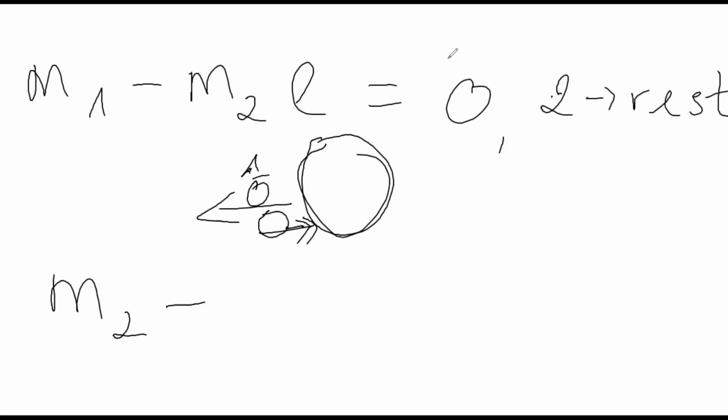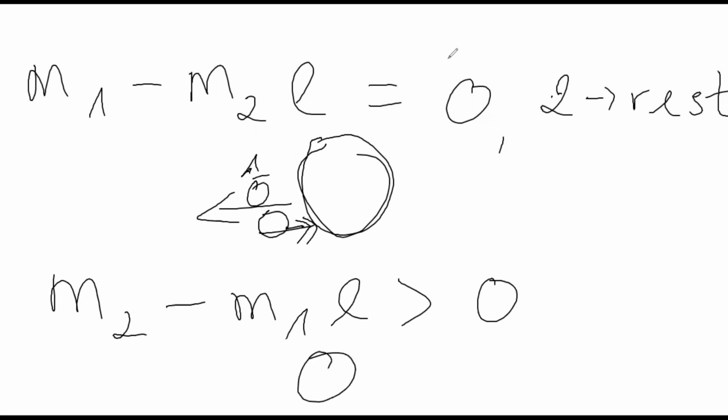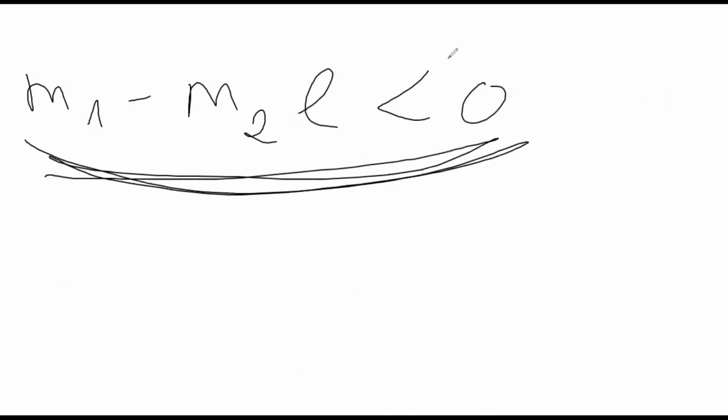But if m1 minus m2 e is greater than 0, then in this collision, you have something like this. Sphere 2 will move in this direction, in the positive, and sphere 1 will continue in the same direction after collision. And if m1 minus m2 e is less than 0, what will happen? I leave you this one to answer in the comments. I'll be waiting for your replies.